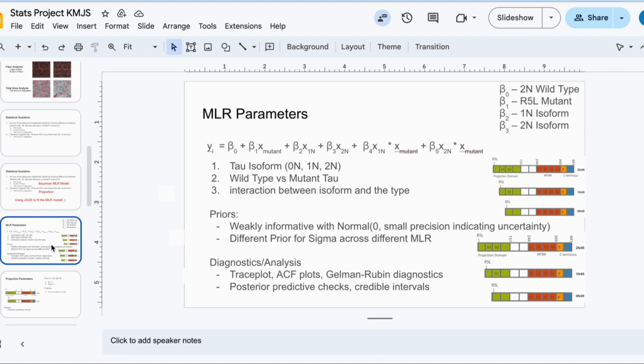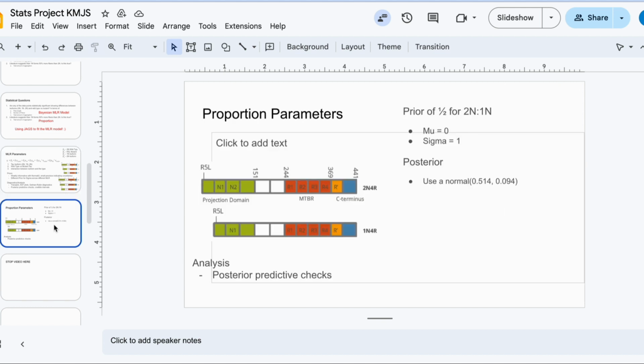And for priors, we used a weakly informative normal with mean 0 and a small precision, indicating uncertainty. And we had different priors for sigma across the different MLR models. For diagnostics and analysis, we had a trace plot, ACF plots, Gelman-Rubin diagnostics, posterior predictive checks, and credible intervals as well. For the proportion parameters, we had mu as 0, sigma as 1, and the posterior we calculated to be about normal of 0.514 and 0.094 for the sigma. And as with the other model, we used posterior predictive checks for our analysis.